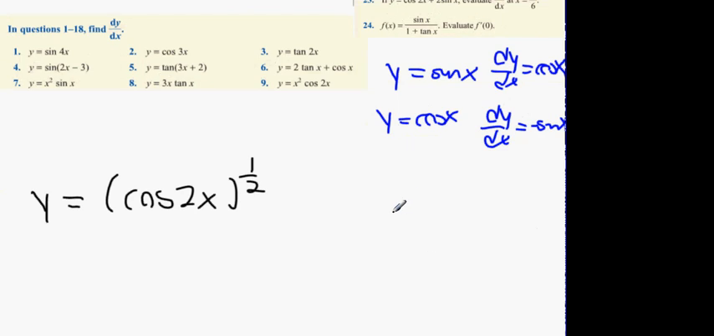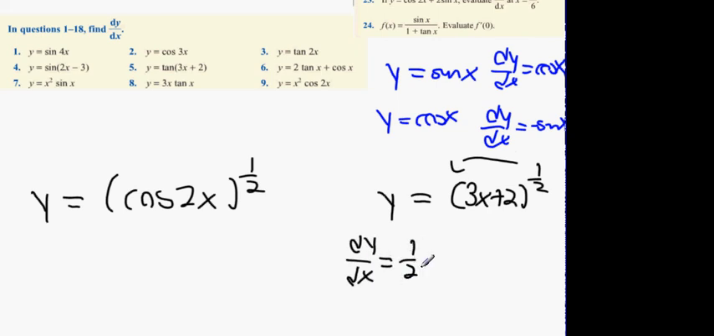If I gave you, I'm trying to think of one now. Okay, if I gave you one like this, y equals 3x plus 2 to the power of a half. Here's what you did in the last exercise. You brought the half to the front. You kept this the same. You took 1 away from the power, and then you differentiated what was in the bracket, which became 3. That's how you did the last exercise. This exercise is no different.